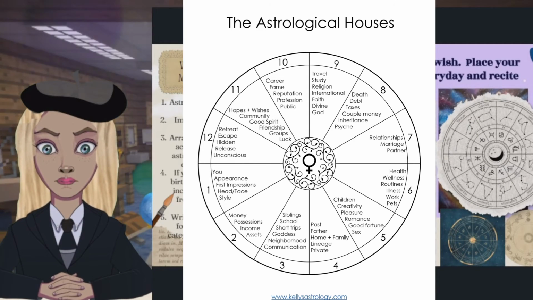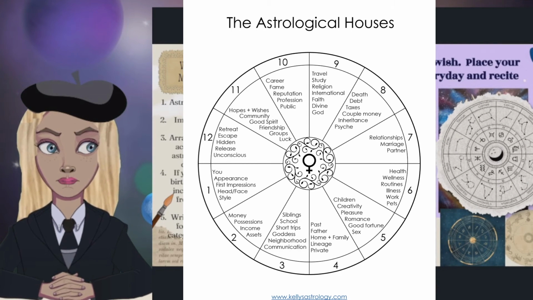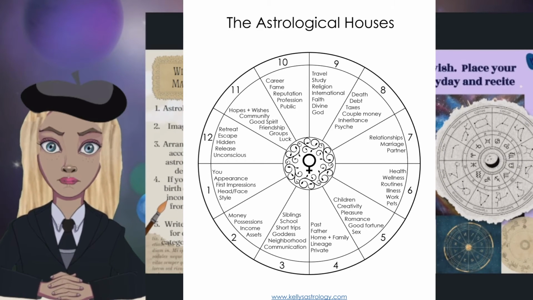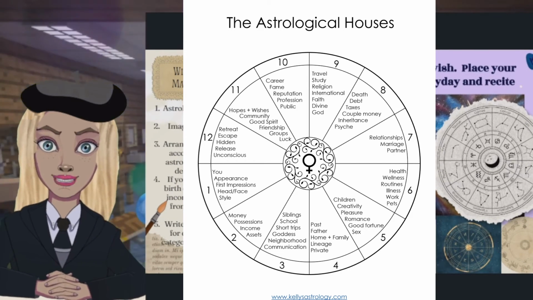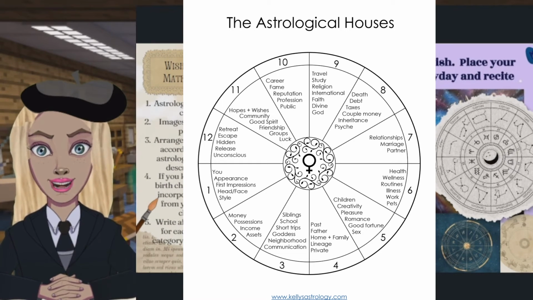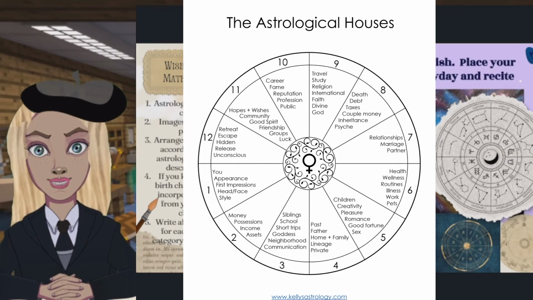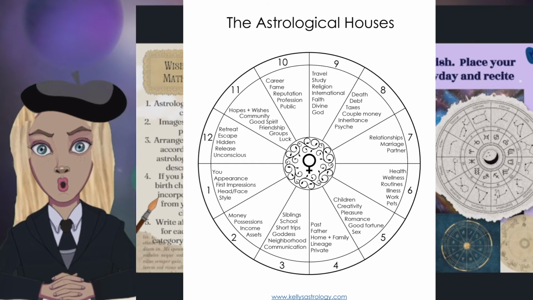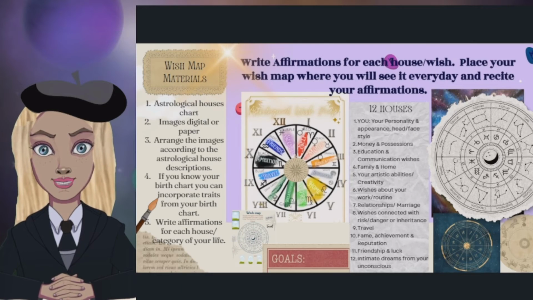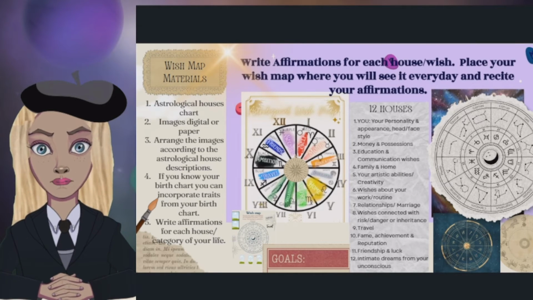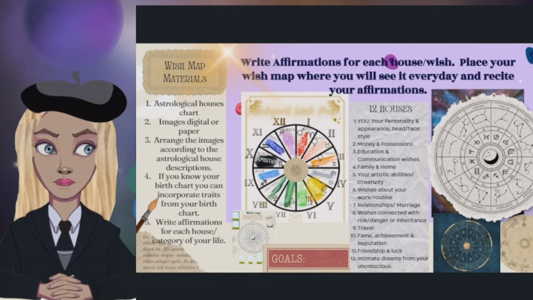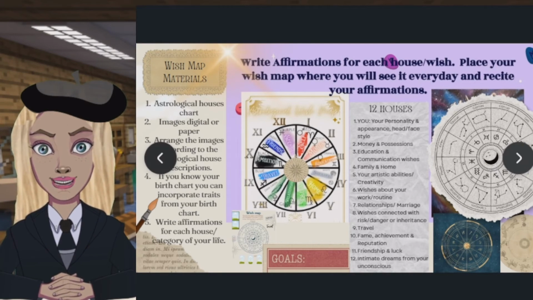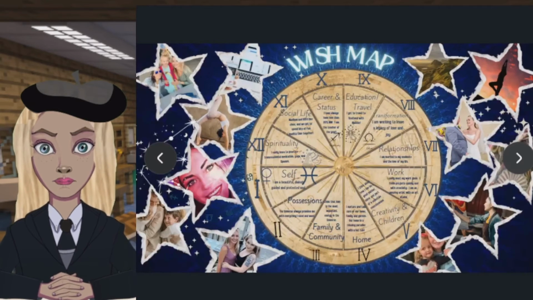All right, so basically, once you read the descriptions of the 12 houses, then you just arrange your photos according to that arrangement. So it's pretty much the same thing as a vision board, but you're just putting them into a certain order that goes with your astrological houses. And then also writing an affirmation for each house and category so that you can read those affirmations as well.